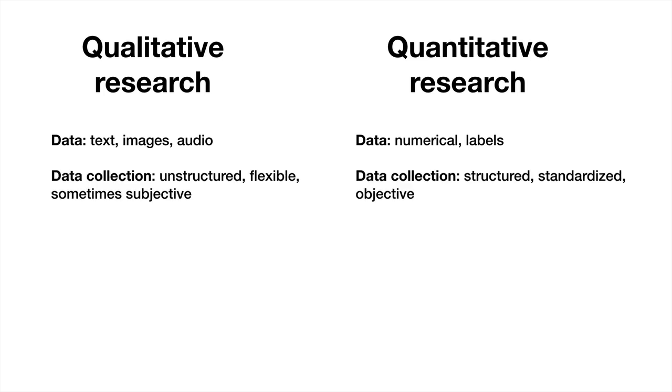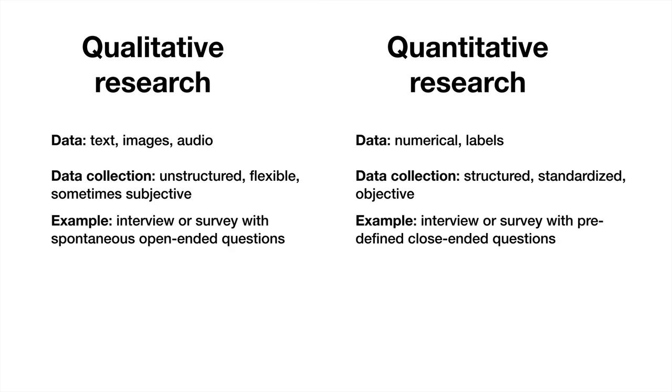Another difference is how the data is collected. In qualitative research, the data collection tends to be unstructured, flexible, and sometimes a little bit subjective. Whereas in quantitative research, the data collection tends to be structured, standardized, and relatively objective. So let's have a look at a little example.